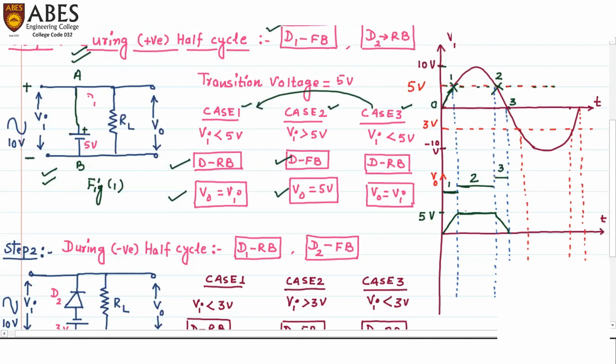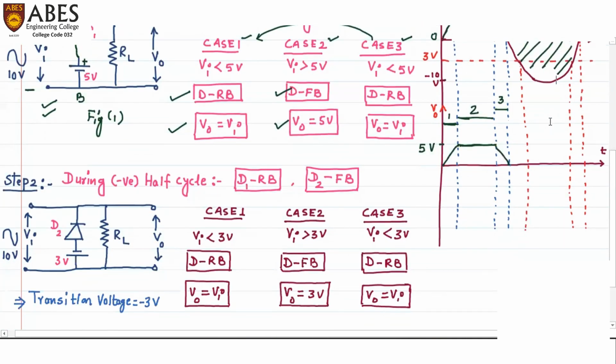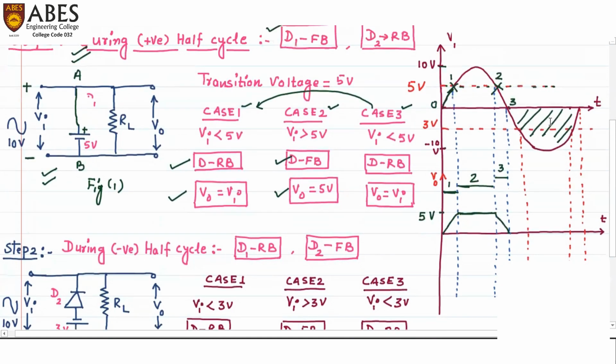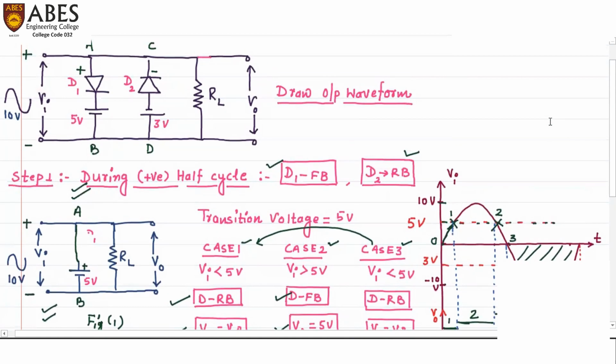Now, let's calculate the output during the negative half cycle, which is shaded by the green lines. So in step number 2, we are going to calculate V0 during the negative half cycle. During the negative half cycle, the sign will be changed. This will be minus and this will be plus.